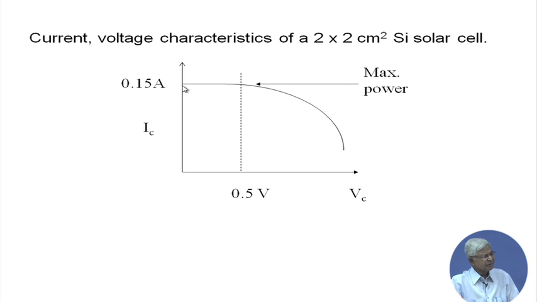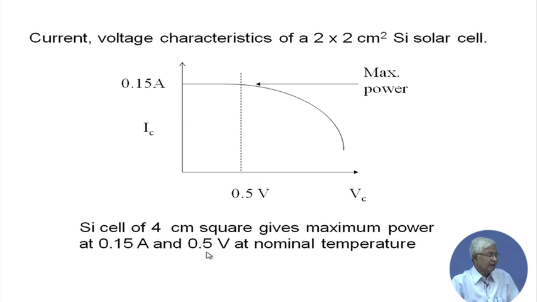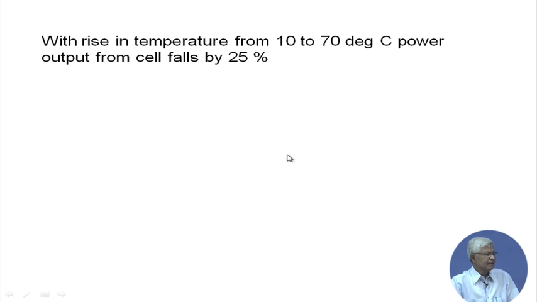It goes roughly like this: initially at very low voltage the current is constant, and then as the voltage increases, the current will fall. So, the maximum power can be attained when the voltage is about 0.5 volt and the current is about 0.15 ampere. These are all typical values. So, we can set the operating point at this place.